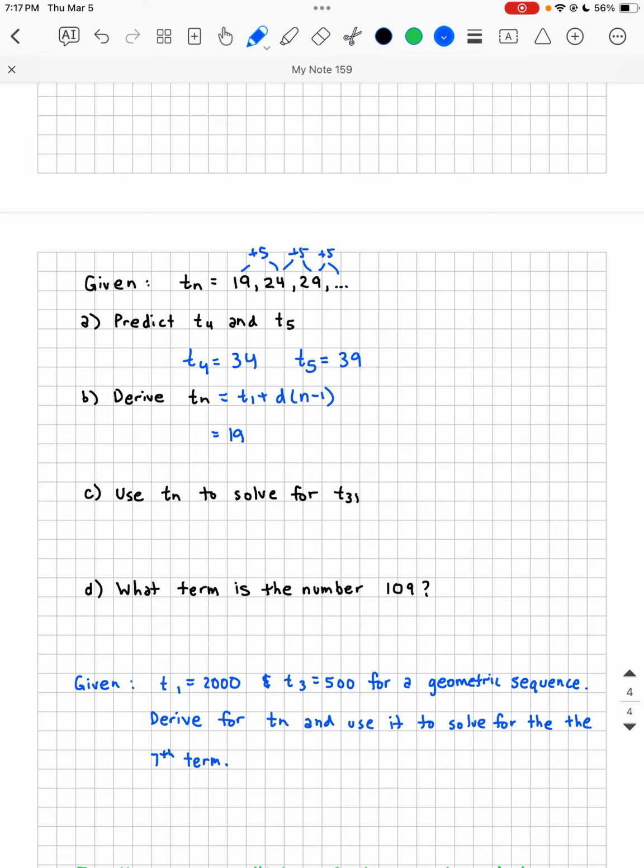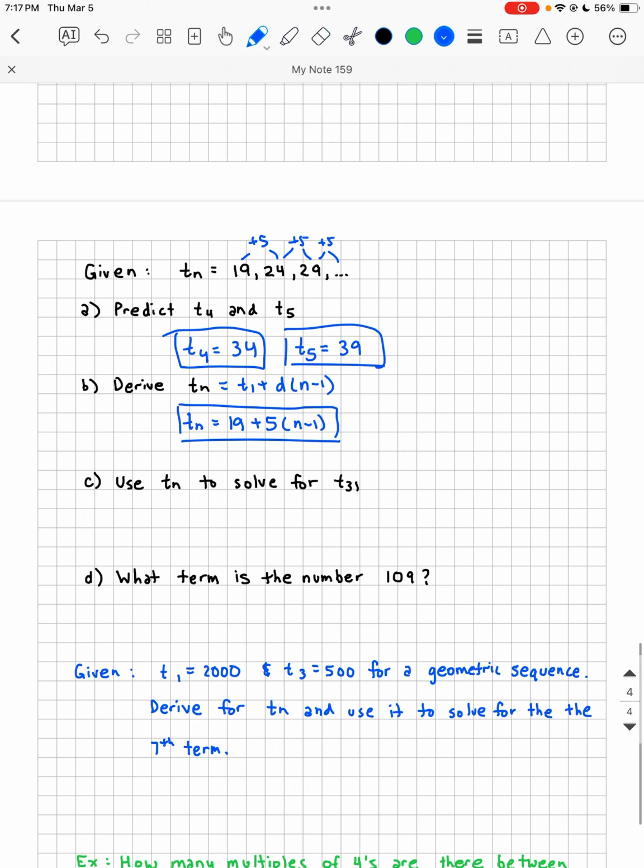We already said it. The first term is equal to 19. The difference is going to be 5, and then we have n minus 1. So there we go, that's our equation, t of n. Now, once we have the equation, everything is pretty much smooth sailing. We can use that to solve for what we need.